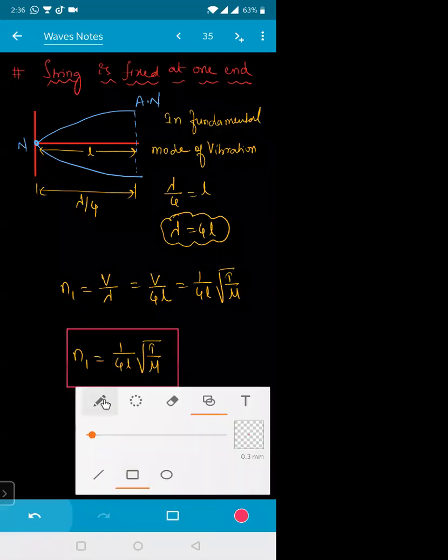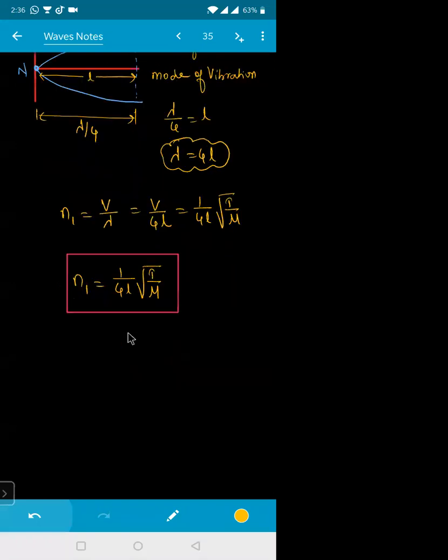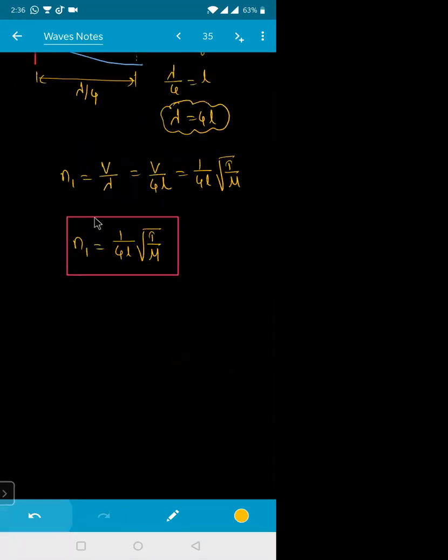So this is the formula. Clear? So N1 is known as what, beta? Fundamental frequency or frequency of first harmonic. This one is known as frequency of first harmonic or zero overtone.